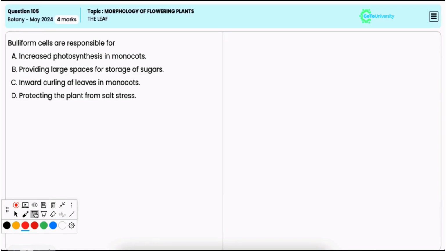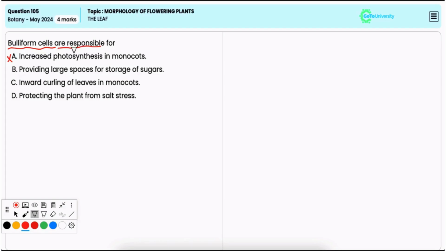In this question, you have to point out what is the main purpose for which bulliform cells are responsible. Option A, increased photosynthesis in monocots. This is incorrect as bulliform cells do not play a direct role in photosynthesis.